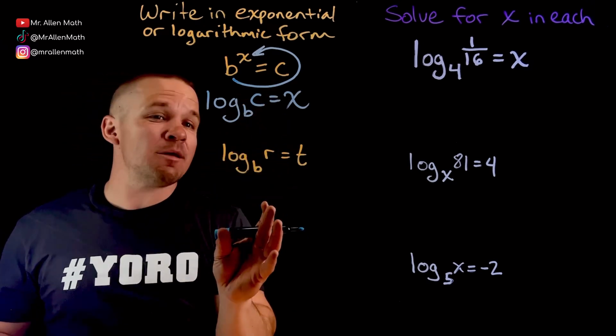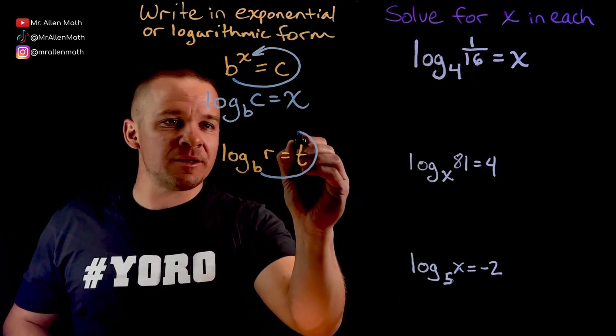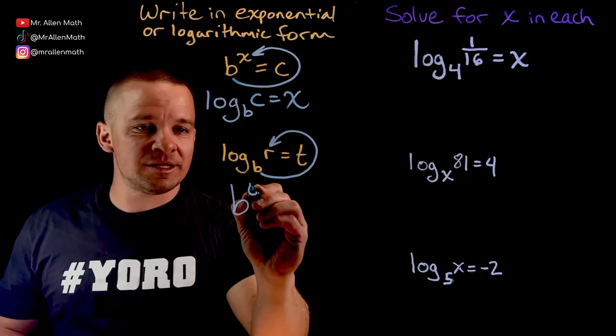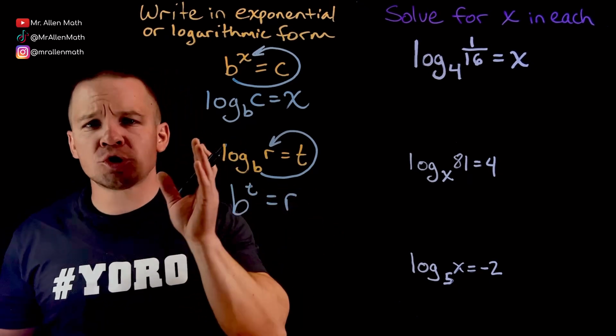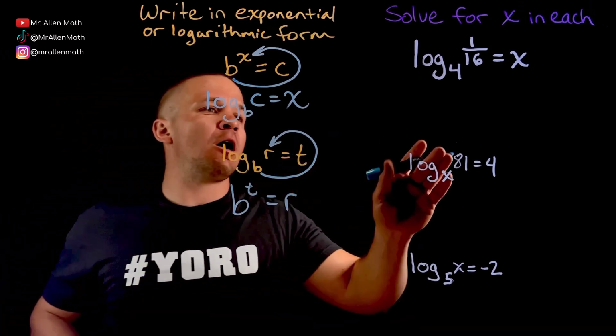Now we can use that same method here with this log. I'm going to loop and swoop, starting with the b, pass by the t, and end on the r, which means I'm going to have b raised to the t equals r. Loop it and swoop it. Now let's apply this loop and swoop, shall we? I think we shall. All right.